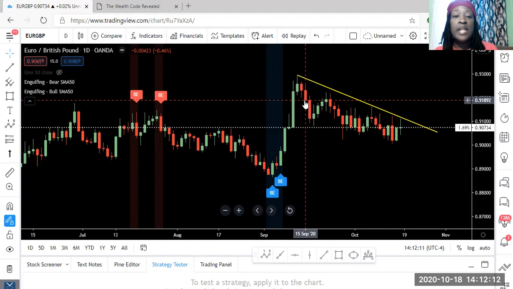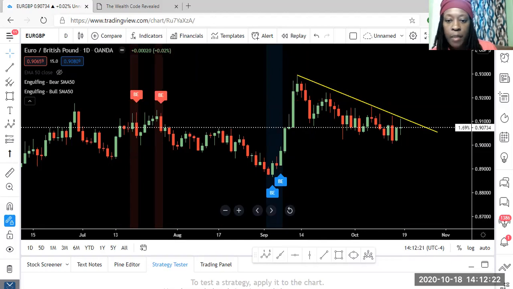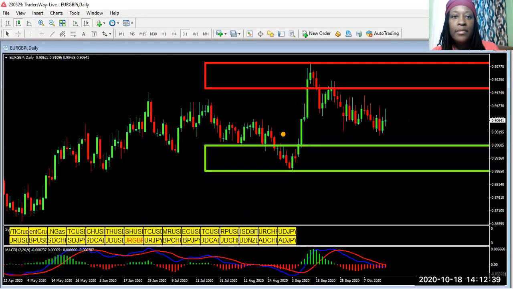Now, the very first thing that you want to be able to identify is what the trend is. What is the trend on the daily for the EURGBP? And the trend is bearish. Now here's one of the benefits of the Simplicity System. The Simplicity System is what you are now looking at, right?